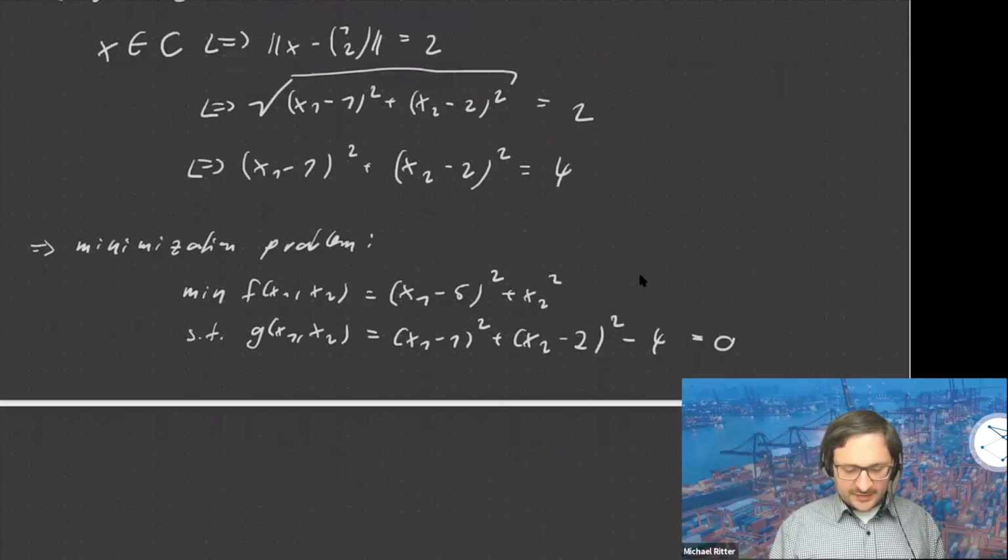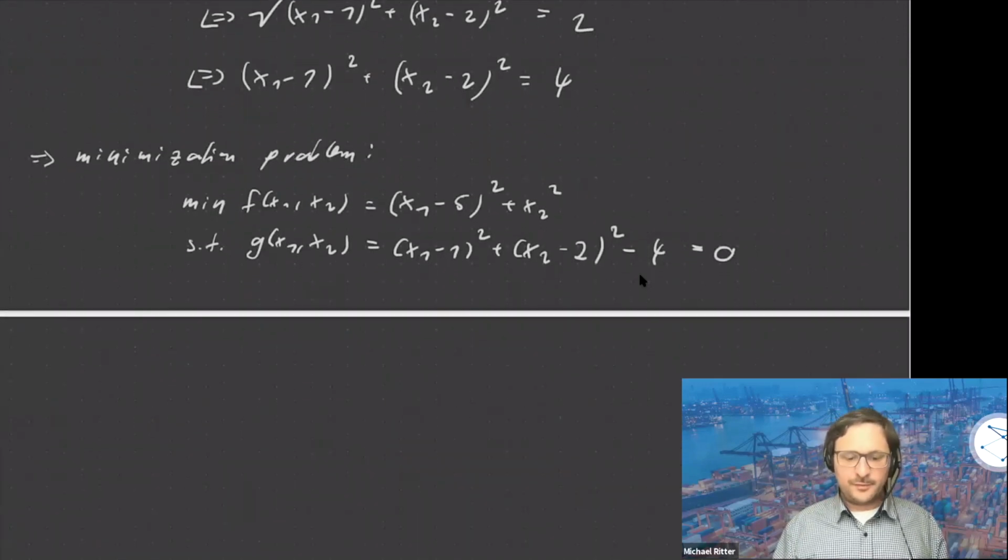Okay, so that's the optimization problem. It's a minimization problem. The right-hand side is 0, so everything's fine for the setup that we have for our Lagrange multiplier ideas. Any questions so far, Philip?